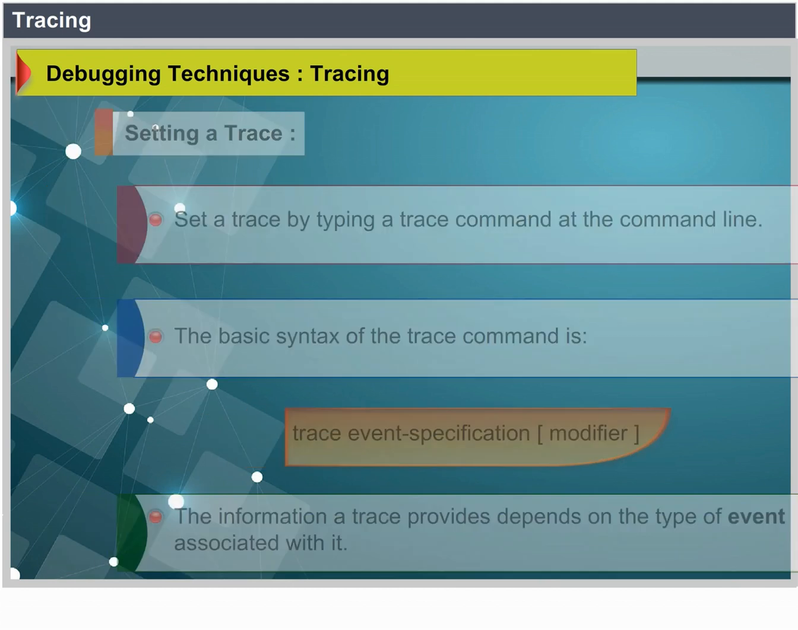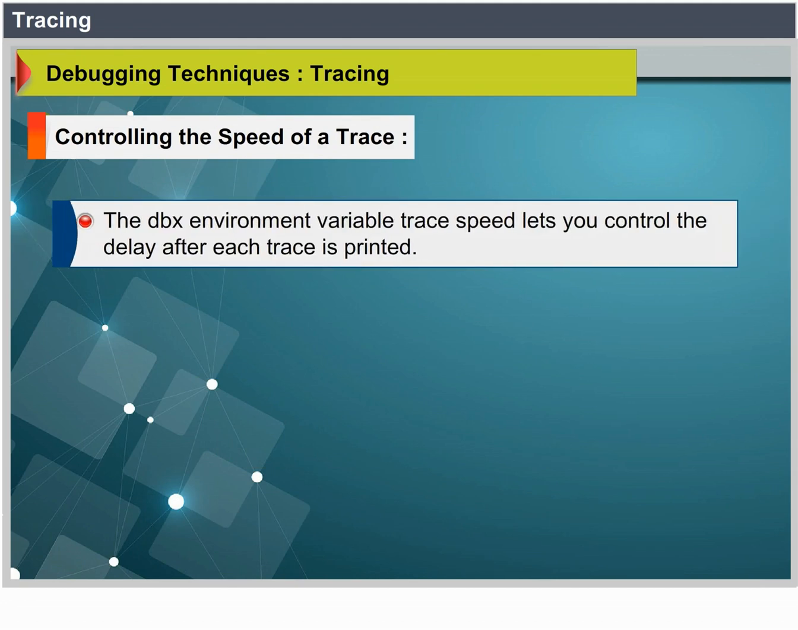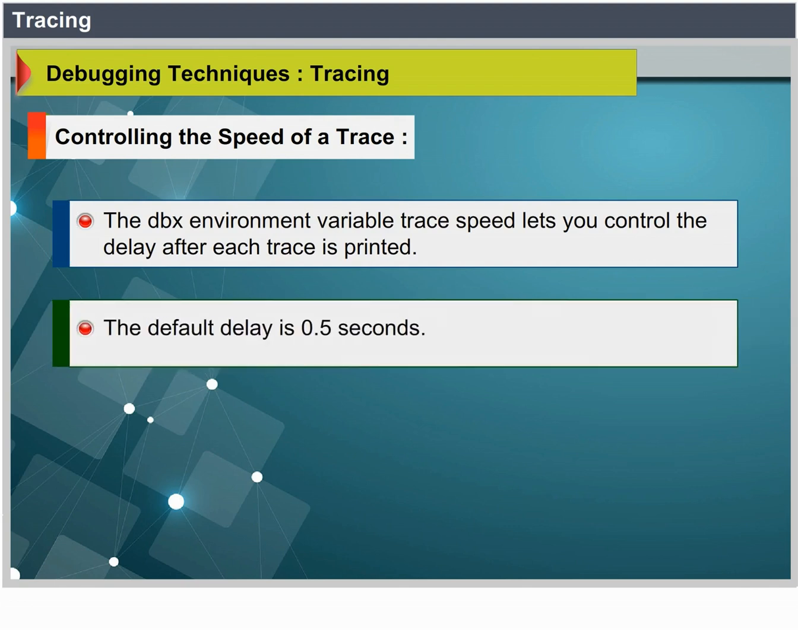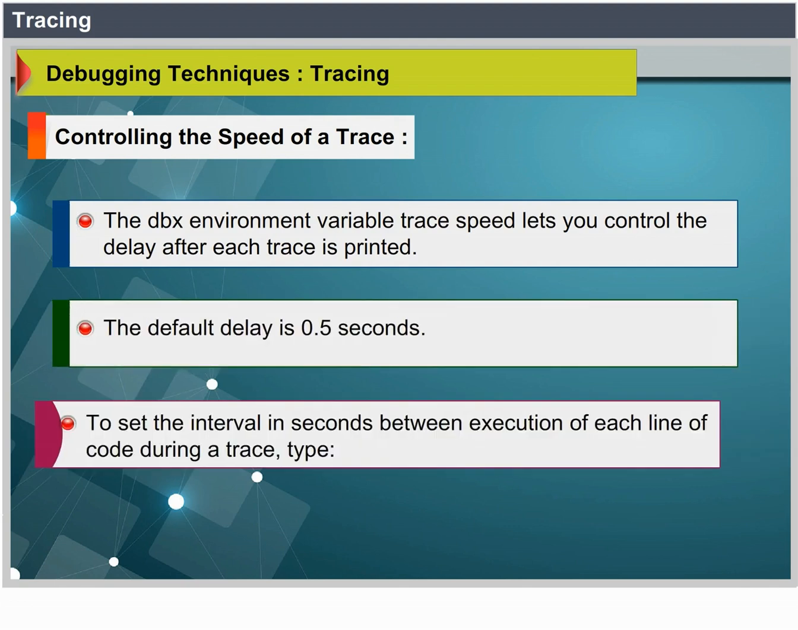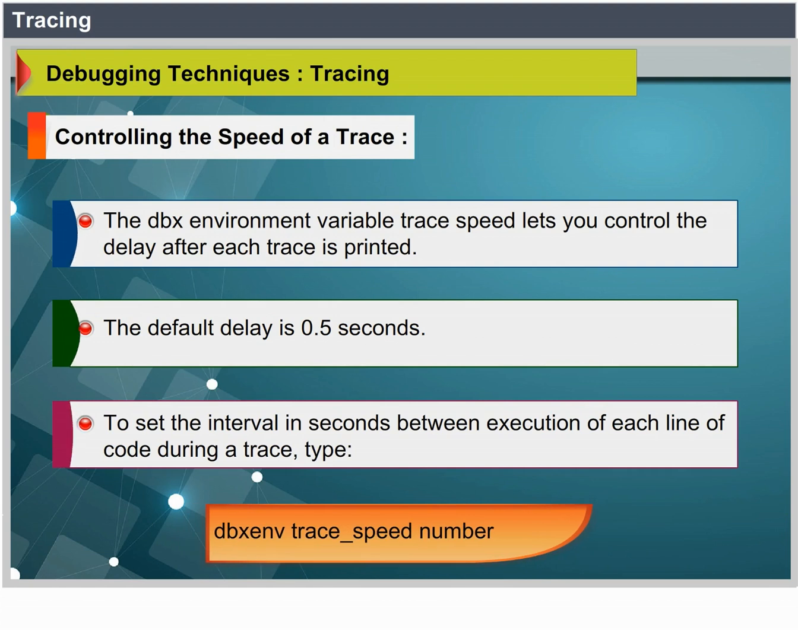Controlling the speed of a trace. The dbx environment variable trace speed lets you control the delay after each trace is printed. The default delay is 0.5 seconds. To set the interval in seconds between execution of each line of code during a trace, type dbxenv trace_speed number.